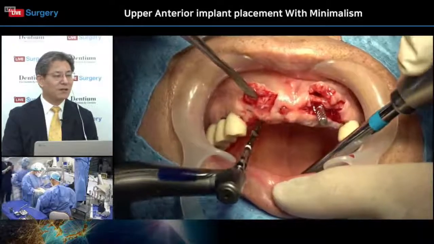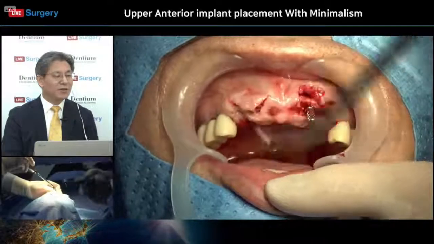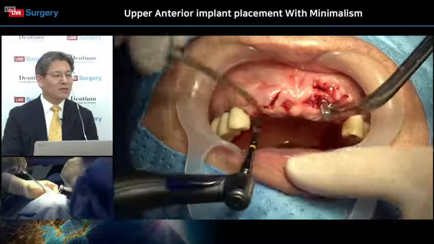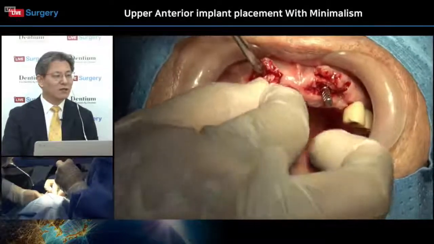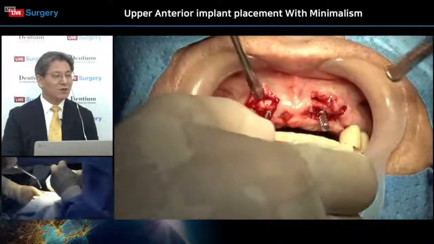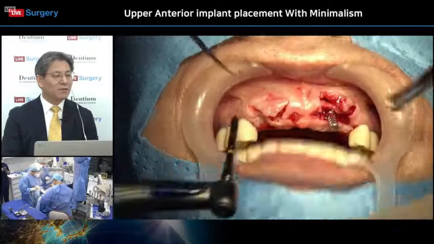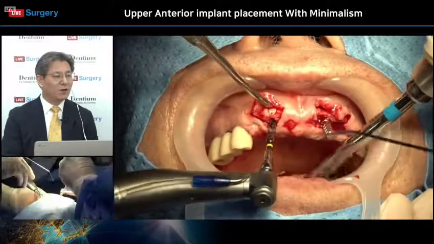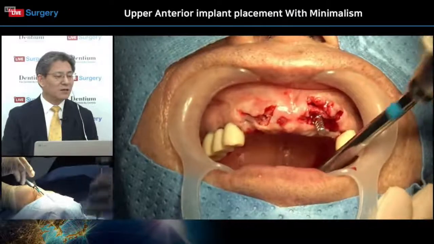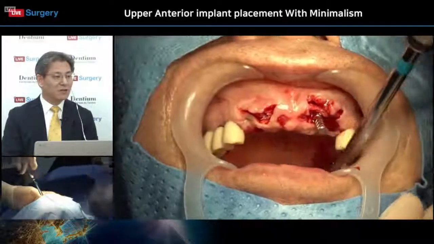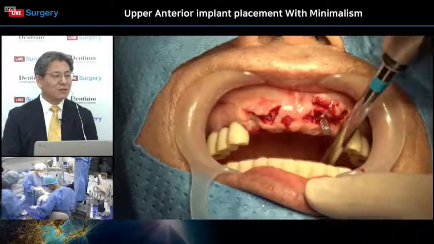As you know, the reference line for the depth of fixtures is 3 millimeters below the adjacent CEJ, cementoenamel junction. But in this case, actually, there are no natural teeth in the neighbor. So Dr. Zhang is checking the already installed implant fixture site. So 3 millimeters below the CEJ point is equal to the implant abutment margin. CEJ is the same as the abutment margin of the implant.